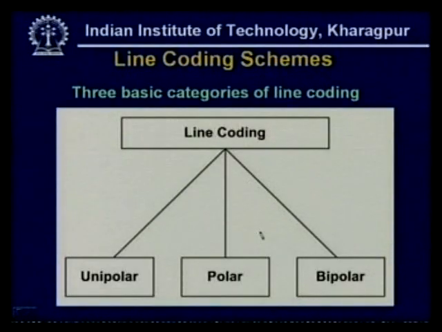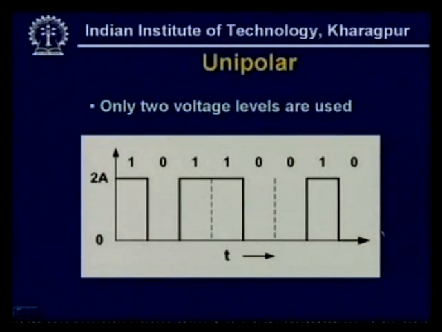Now, let us see what are the various line coding schemes that are commonly used. The line coding techniques can be broadly divided into three types: unipolar, polar and bipolar. So, these are the three basic schemes that are being used. The unipolar is the simplest. Here you have two voltage levels. Essentially, by unipolar we mean uni means 1.